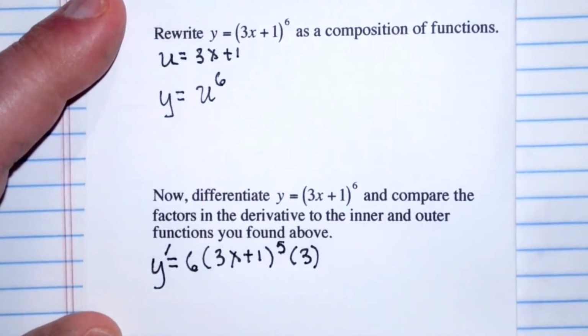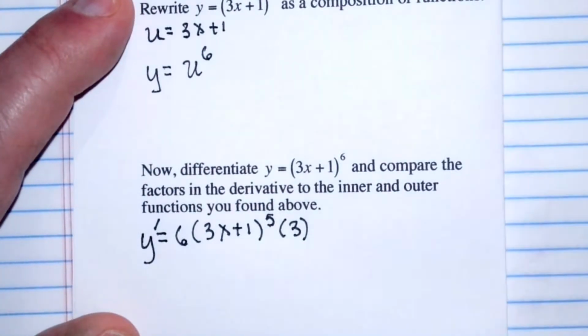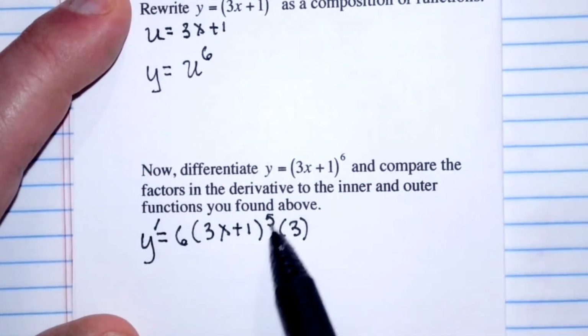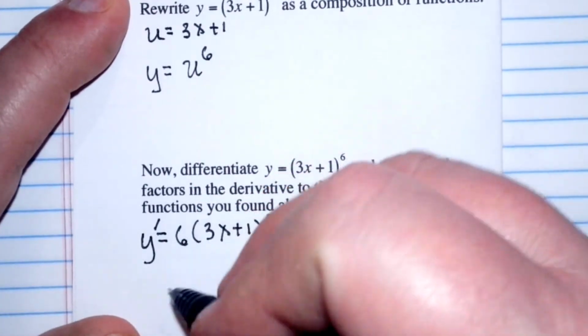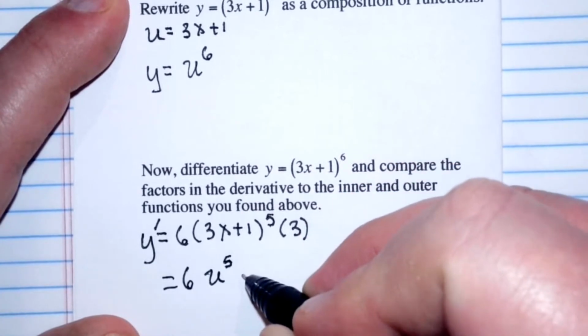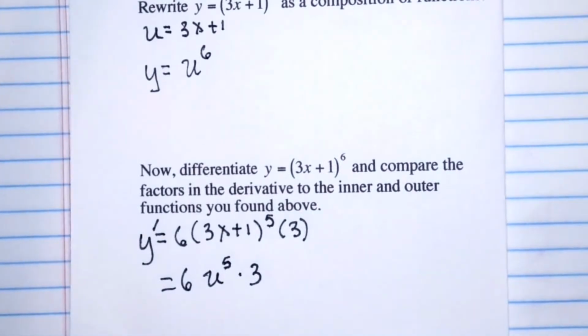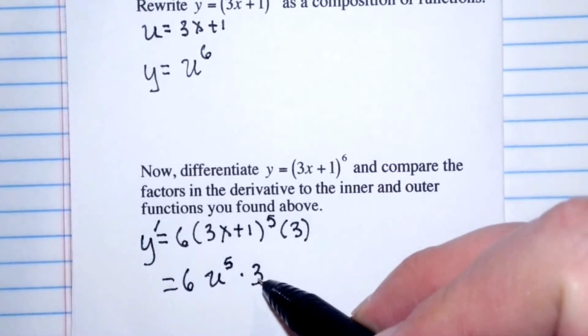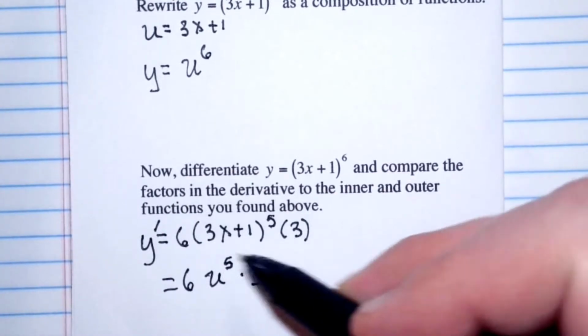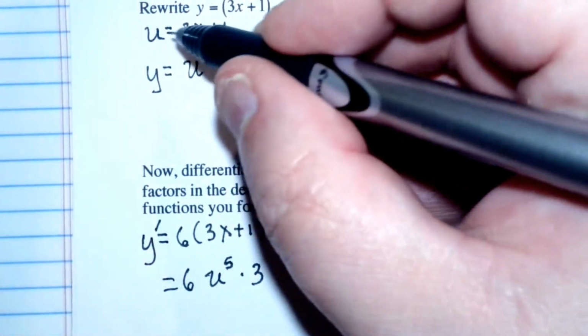Now I'm going to do something that might surprise you. I'm going to replace this 3x plus 1 inside the parentheses with u. So this is the same thing as 6u to the fifth times 3. Now let's think about where all this came from. First of all, where did this 3 come from? Well, the 3 is the derivative of the inner function, the inside function. The 3 is the derivative of u.